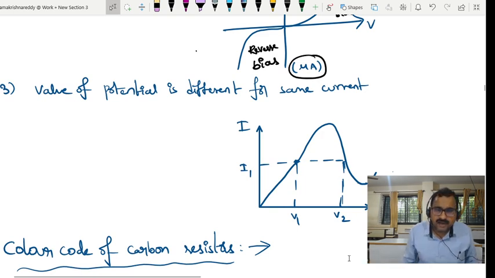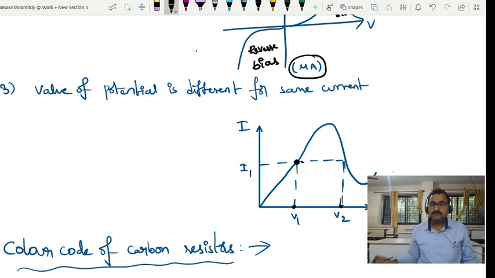Next one, the value of potential difference is different for the same current. So now we see that one same current is there. We draw for this the VI characteristics of gallium arsenide. When we draw a graph between V and I, what are we getting? The value of potential is different for the same current. For the same current we are getting two values. How is it possible? Impossible. For the same value of current, two potential differences, impossible.